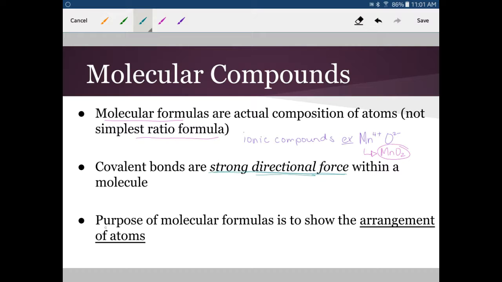Okay? Now, the purpose of a molecular formula is to show, again, this arrangement of atoms. We can show how the atoms are actually bonded in physical space.